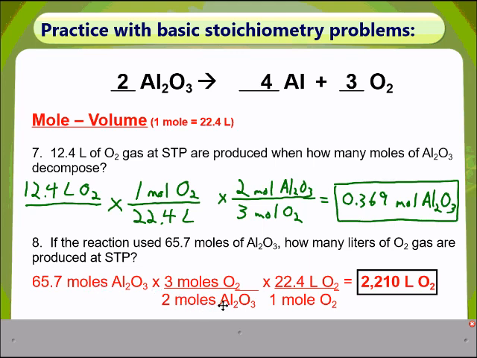We're going to convert from moles of aluminum oxide to moles of oxygen because that's what they were asking about. Now, they wanted to know how many liters of oxygen, so we actually do need step 3 here. So we're going to have the 1 mole to 22.4 liter conversion factor at the end. Multiply across the top, divide by what's on the bottom. Your final answer will be 2,210 liters of oxygen.